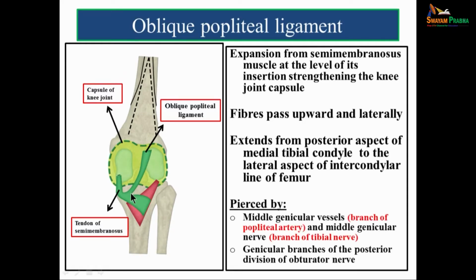So, this ligament is pierced by some structures which are present around here. They are the middle genicular vessels, which are branches of the popliteal artery, and the middle genicular nerve, which is a branch of the tibial nerve. Also, genicular branches of the posterior division of the obturator nerve also pierce the oblique popliteal ligament.